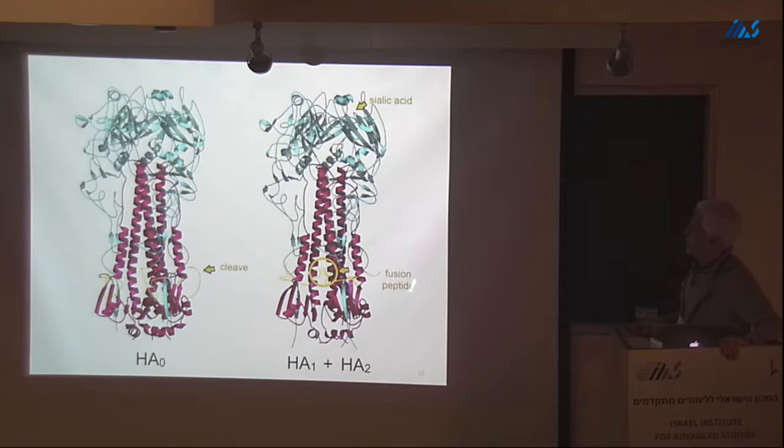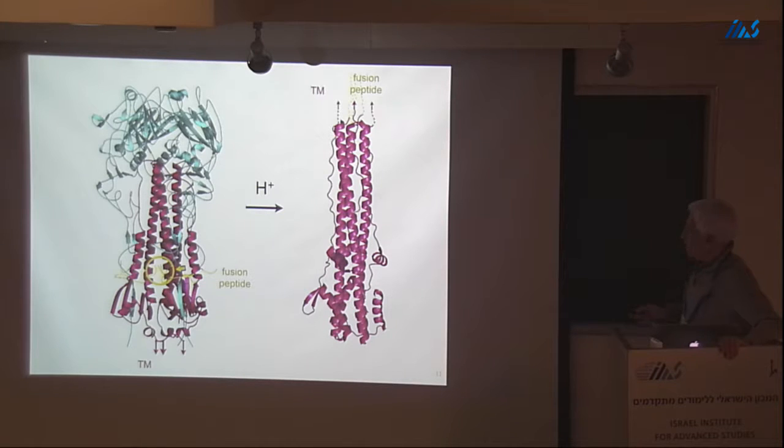Nonetheless, this is an extremely stable state, with a very high kinetic barrier to moving forward to the real free energy minimum unless it's protonated. And so exposure to low pH triggers a quite substantial, indeed quite surprising when it was first seen, conformational rearrangement in which the HA1 part, the N-terminal half that contains the receptor binding site, dissociates from the top here.